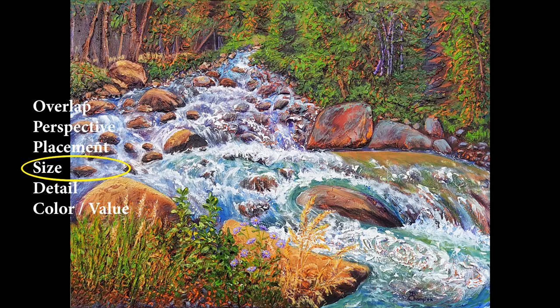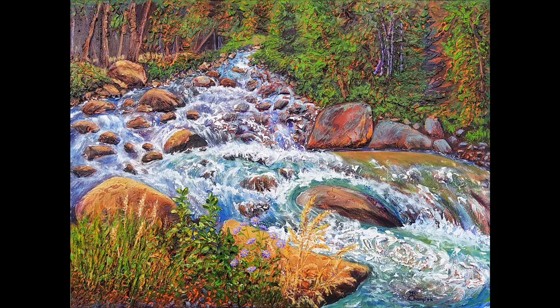Size. Larger objects appear closer to the viewer. They are the largest rocks and plants in the foreground. The smaller objects appear further away, like the distant creek, smaller rocks, and trees in the middle ground and background.